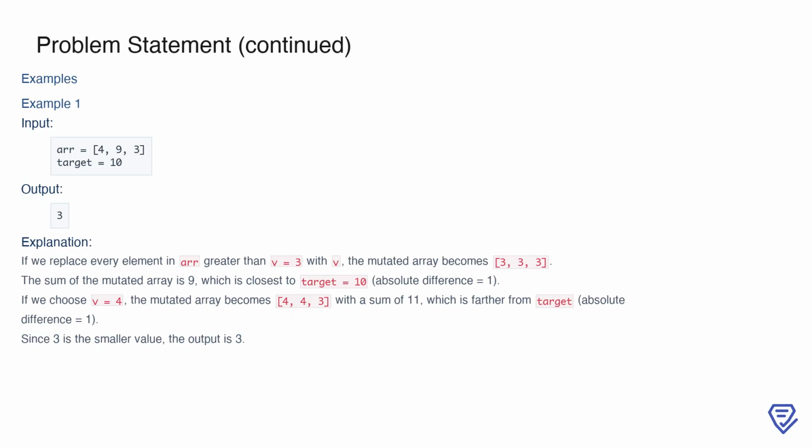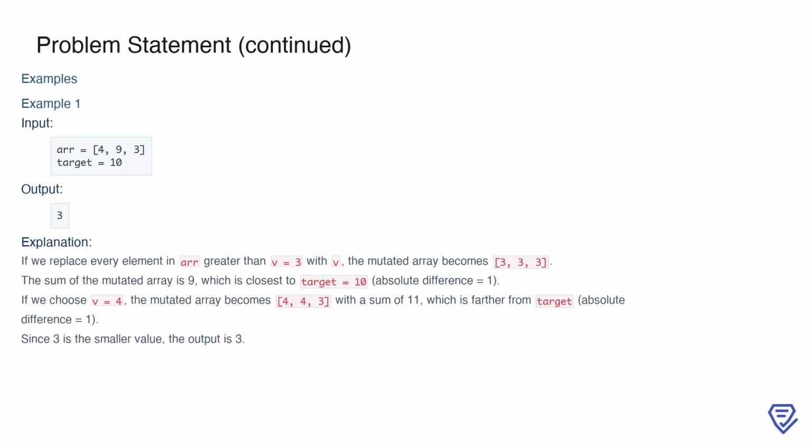To understand this problem more clearly, let's consider an example. Suppose the input array is 4, 9, 3, and the target is 10. If we choose v equals 3, all elements in the array greater than 3 are replaced by 3, resulting in the mutated array 3, 3, 3. The sum of this array is 9, which has an absolute difference of 1 from the target. Now, if we pick v equals 4, the mutated array becomes 4, 4, 3, giving a sum of 11 with an absolute difference of 1 as well. Since both values of v result in the same absolute difference, we return the smaller value, which is 3.